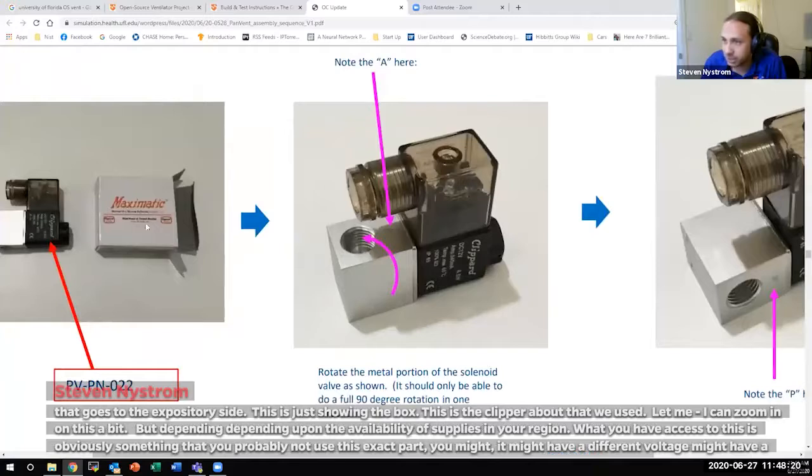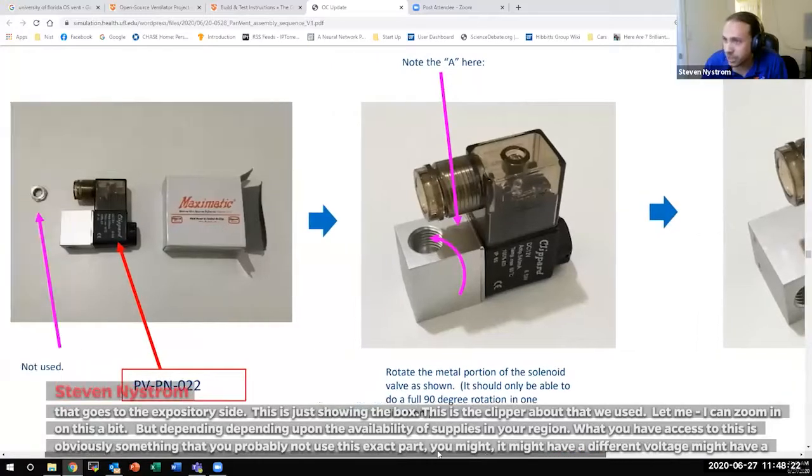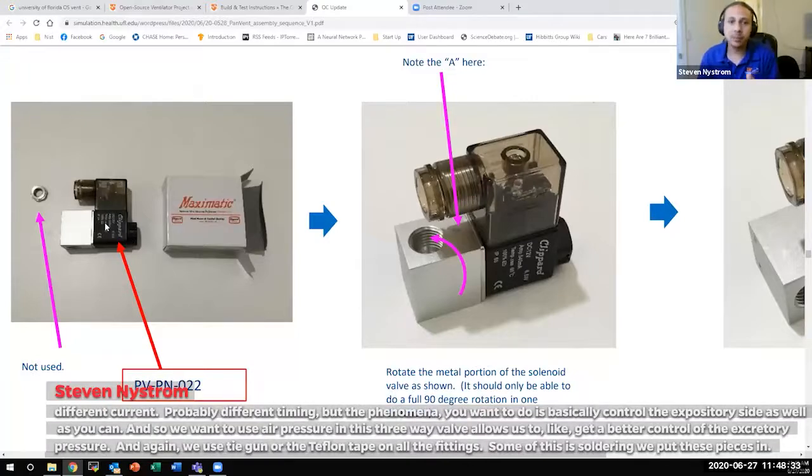I can zoom in on this a bit, but depending upon the availability of supplies in your region, what you have access to, you probably would not use this exact part. It might have a different voltage, a different current, probably different timing. But the idea is to control the expiratory side as well as you can. We wanted to use air pressure, and this 3-way valve allows us to get better control of the expiratory pressure.